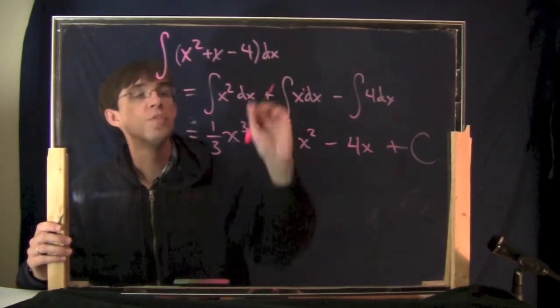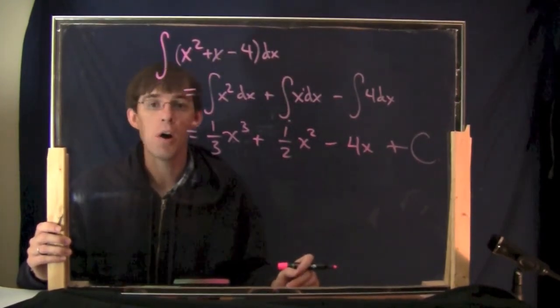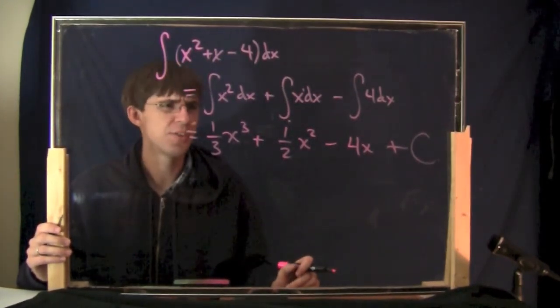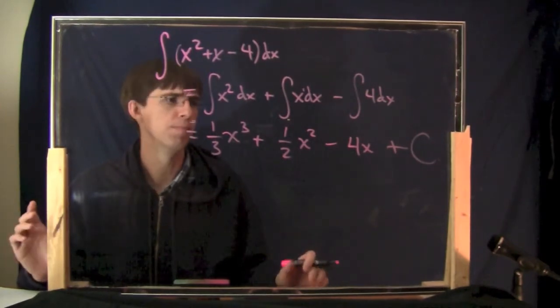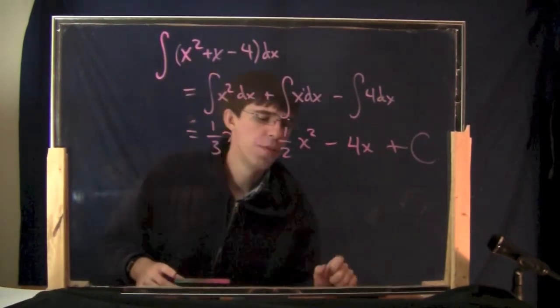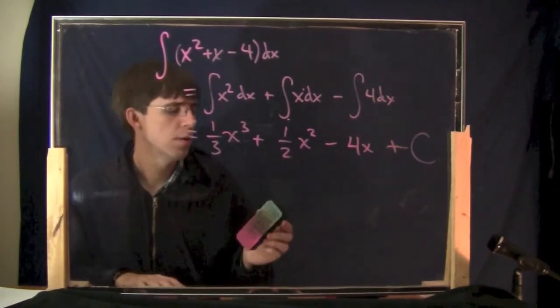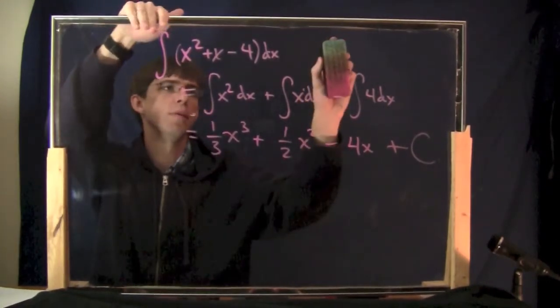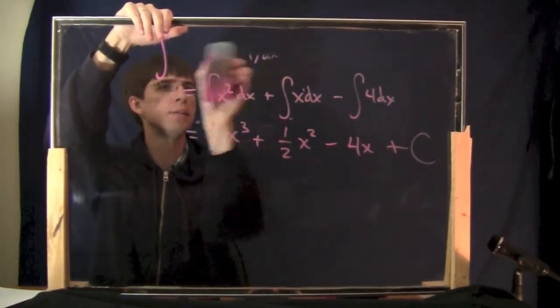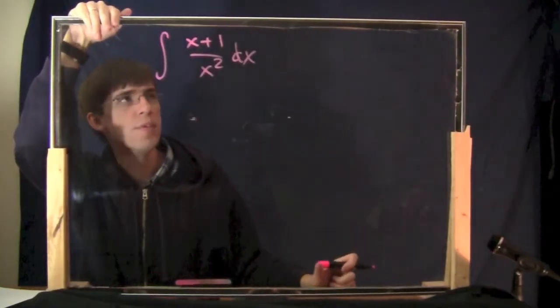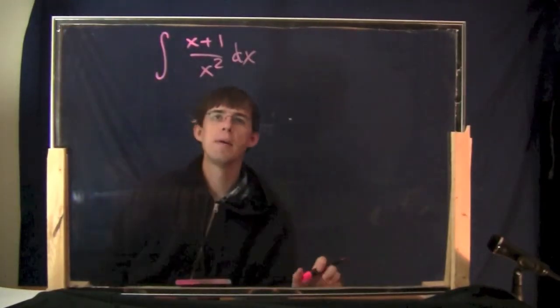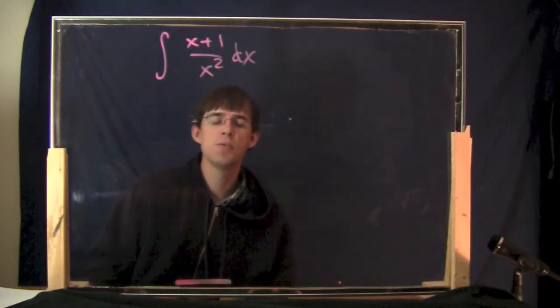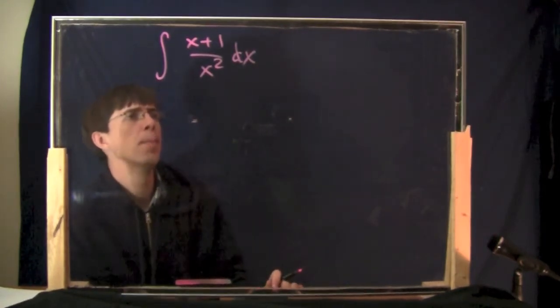All right. Antiderivatives of polynomials are pretty easy. I should say, they are really easy. You just do that. There's a few times when you have to do a little bit of work for it. Let's do some more complicated things. How about this? The integral of x plus 1 over x squared times dx. I want the integral of that thing.